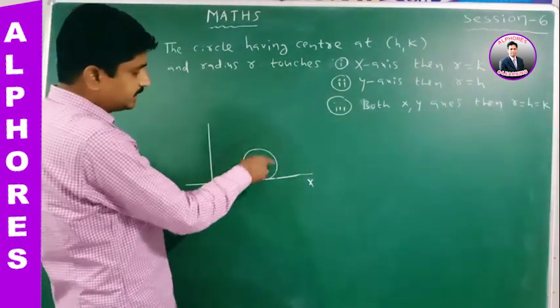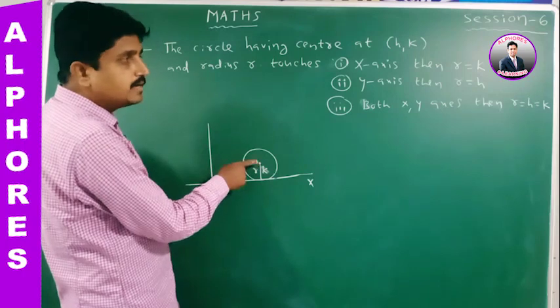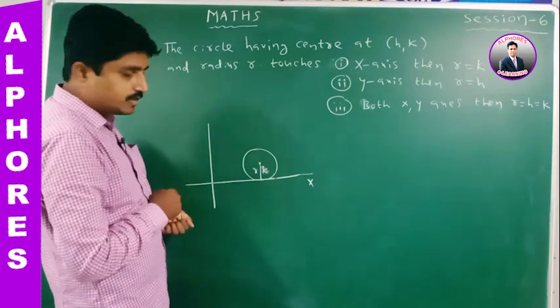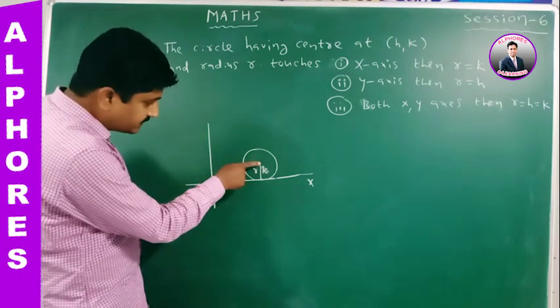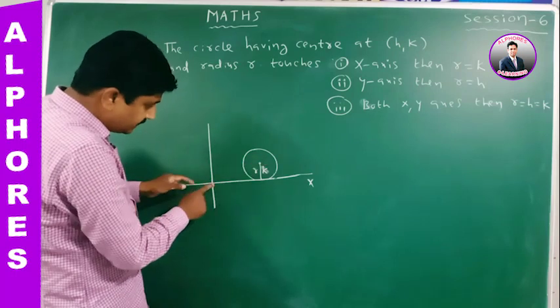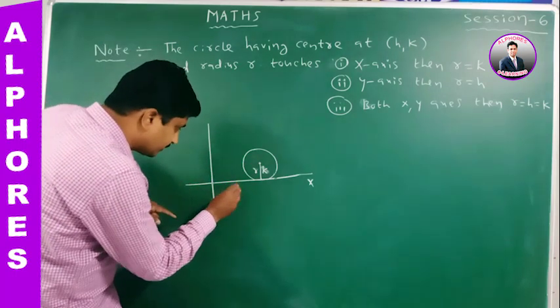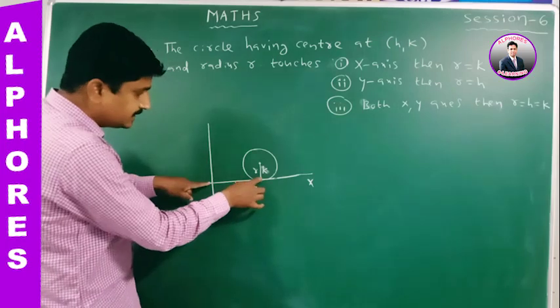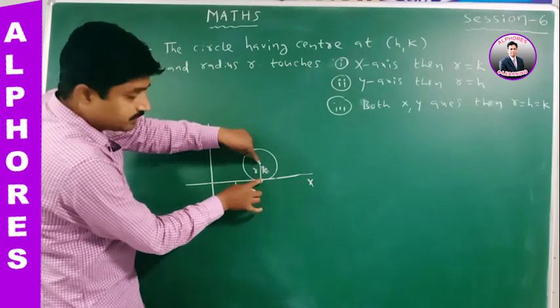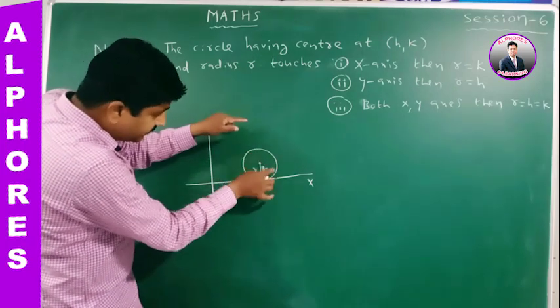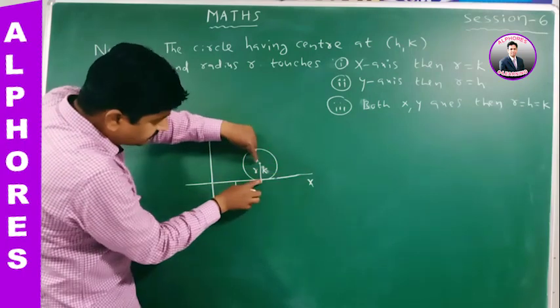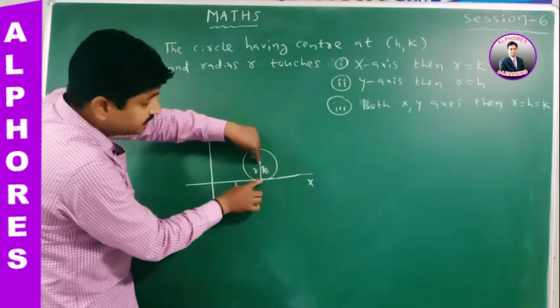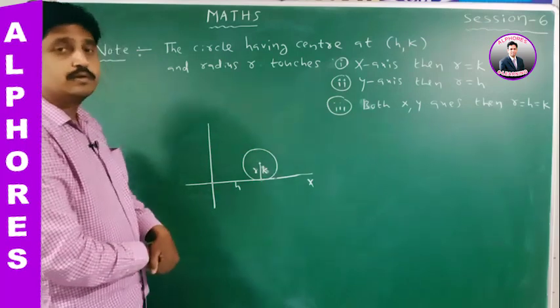This is the circle having center at (h, k) and radius r. Here in the center, this point is (h, k), this length is h, this length is k. Therefore, if the circle touches the x-axis, then this is called the radius of the circle. Now from the diagram, r equals k.